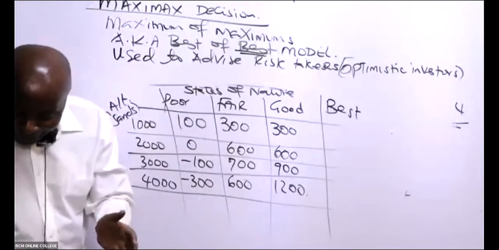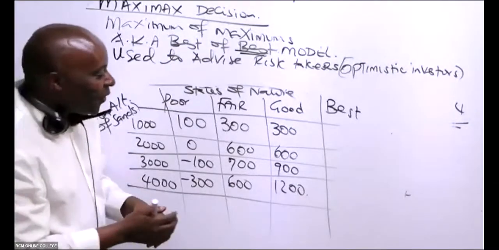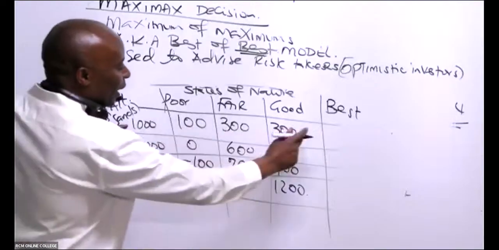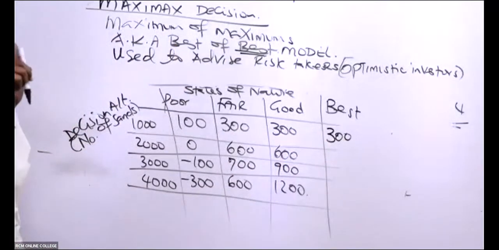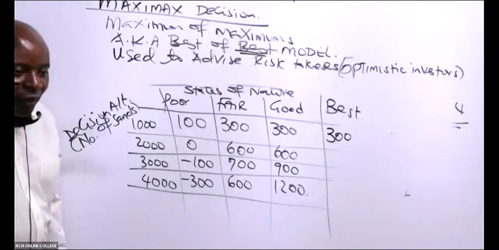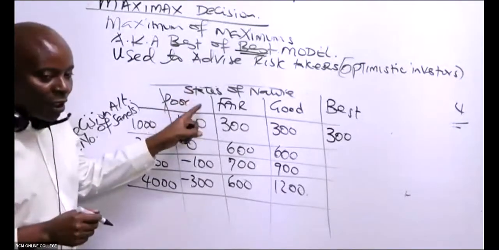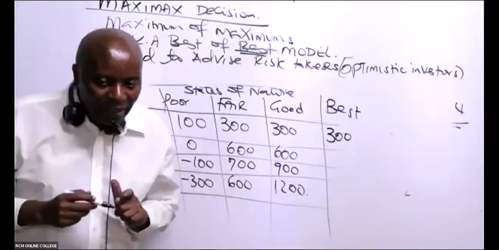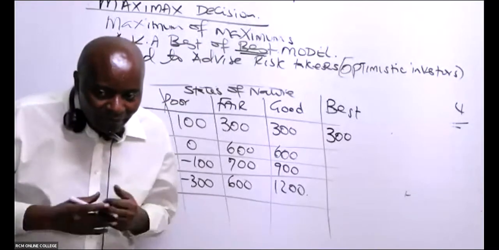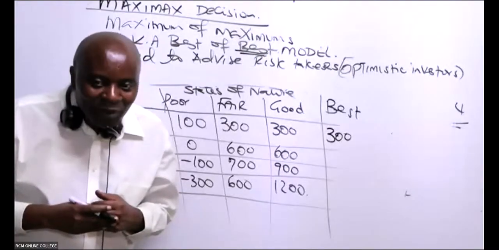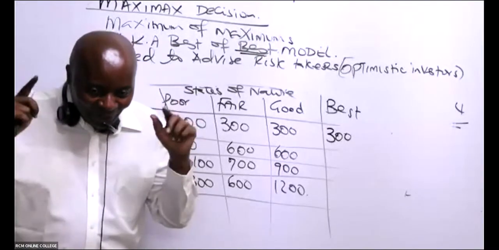So, ladies and gentlemen, the very best for this one is 300. So you go choosing the very highest. But if you get a sadist of an examiner, he will tell you that these payoffs represent cost. If they were cost and you're told to pick the best, you take the low. So please be keen on that.